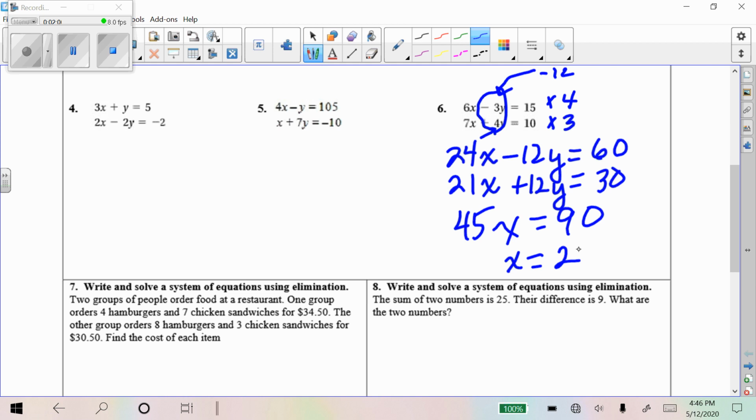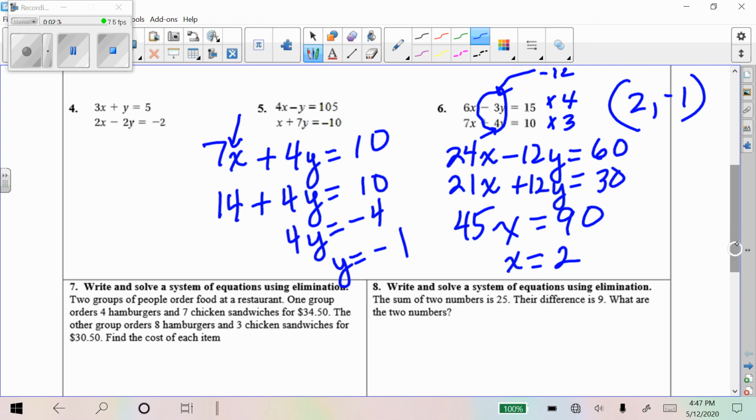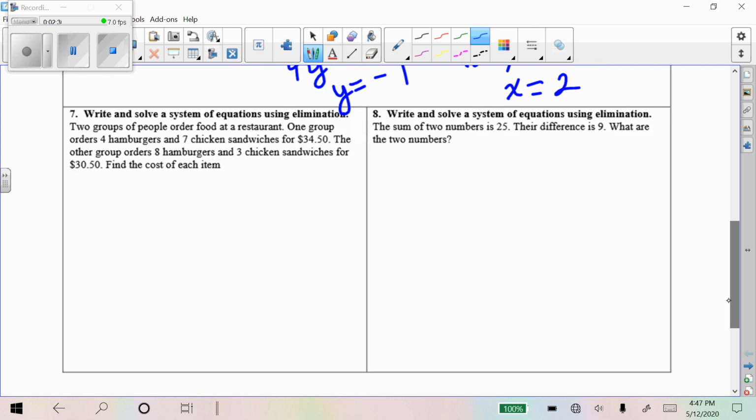And now that you have that, you're going to need to take one of the two equations to find y. I know x is 2. 7 times 2 is 14. Subtracting 14 from both sides gives you negative 4. Dividing by 4 gives you negative 1. So y is negative 1 and x is 2. Seems to be the right answer. You should probably check that with the other equation, but I think you'll find it works.